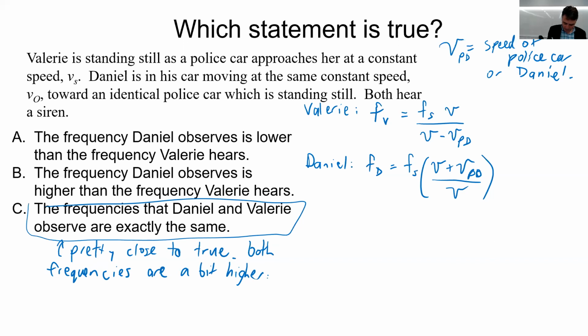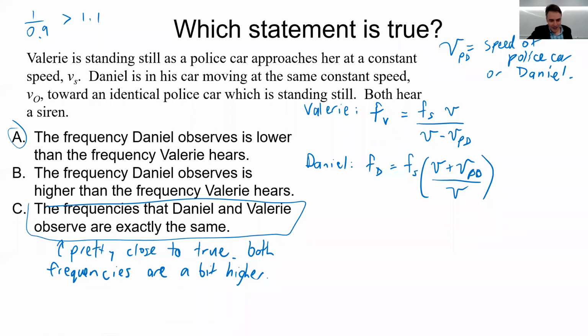What I'm asking is if you're like 10% higher, like if let's say VPD is 10% the speed of sound, then you're going to have 1 over 1 minus 0.1. So it's 1 over 0.9, for example. Whereas if VPD is, again, 10%, you'll have 1.1 over 1. So is 1 over 0.9, I think you can do it on your calculator, is actually, I think it's greater than 1.1, right? It's 1.11 or something like that. So the answer is that it's A, actually, which was the lowest.